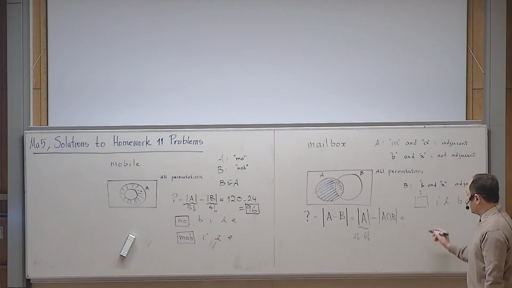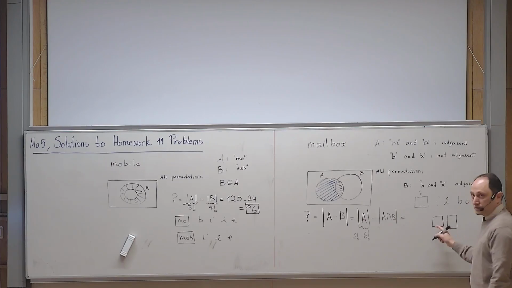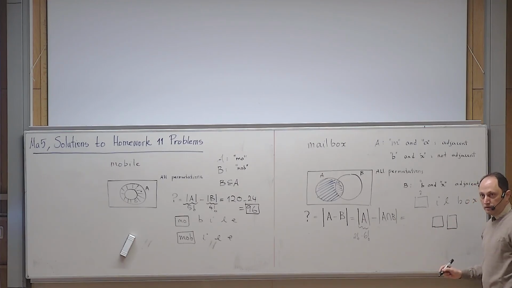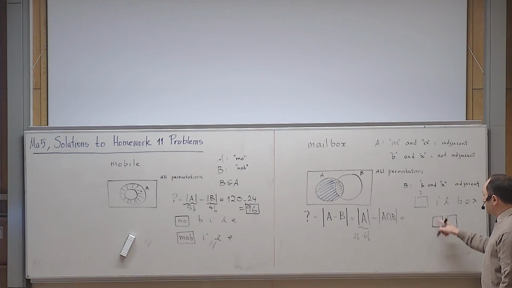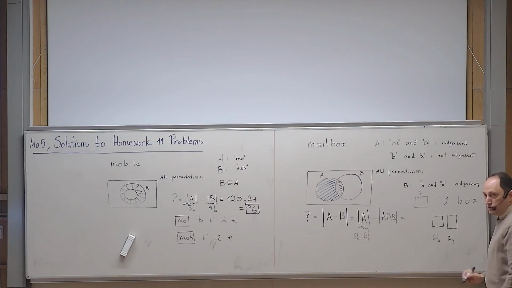So what should I do? Then how many boxes do I need this time? I need one box for putting M and A there. In how many ways can I put M and A here? A 2 factorial one. And then I need another box to put B and X there. Again, I can arrange it in 2 factorial ways.